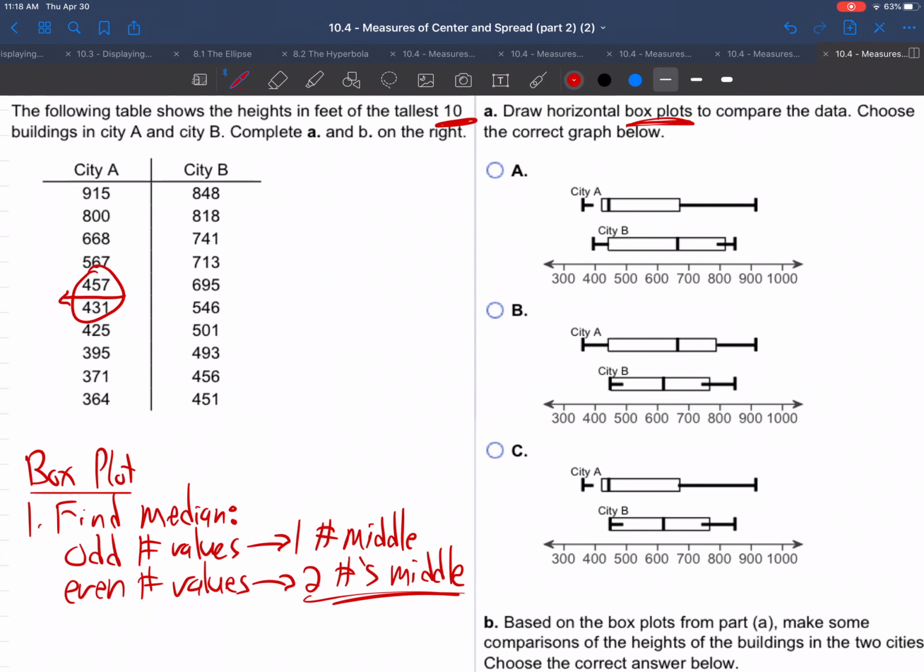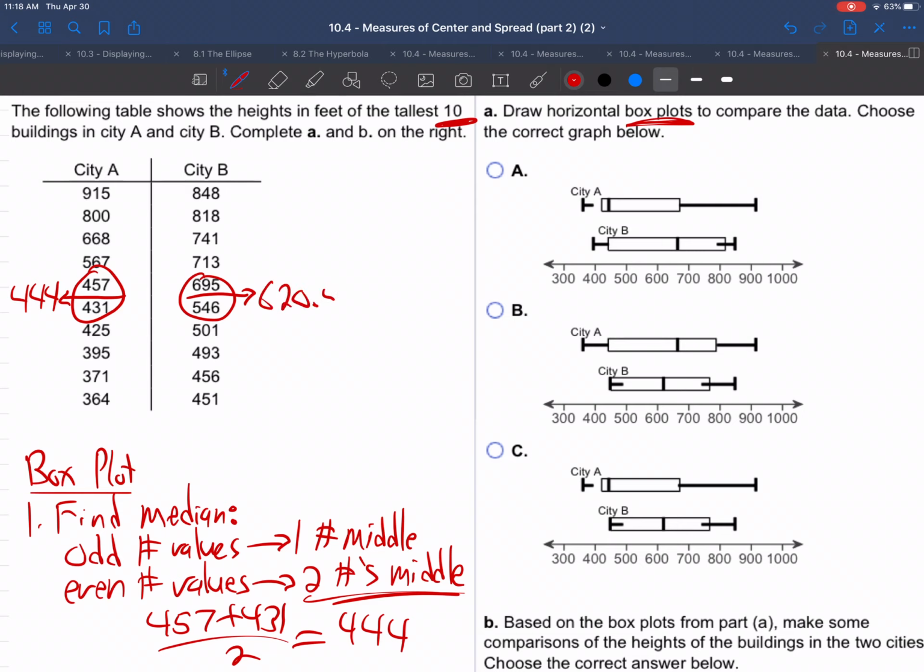So if you add those two, I'm going to take 457 plus 431, divide by 2. I'm getting 444. So 444, that's right in the middle. How about for the other side? Same thing. Let's add those and then divide by 2. So it's 620.5. So that's the middle of that data set.